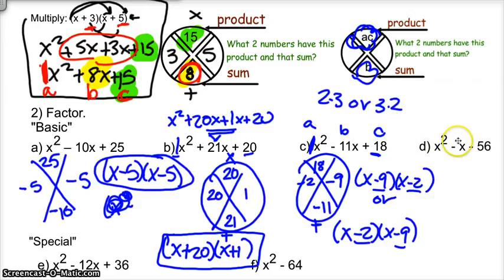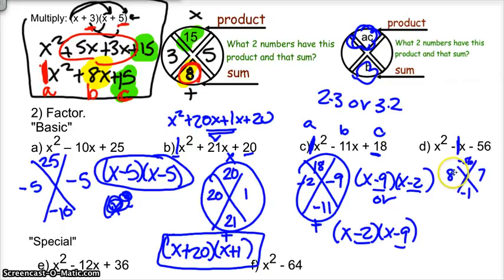Letter D. This is always a little deceiving, but there really is a 1 here. So for my product sum circle, the negative 56 goes up top, and the negative 1 goes here. You're looking for two numbers that multiply to give you a negative 56, and they're going to have to be side by side on the number line.